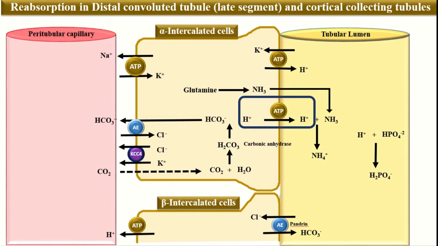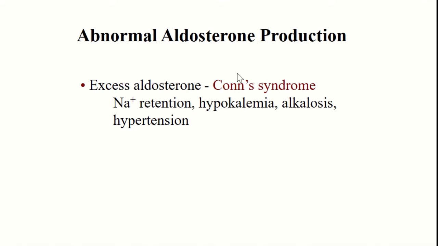Whenever there is loss of hydrogen from the body, there is reabsorption of bicarbonate, and that leads to a state of alkalosis. So there is a syndrome which is called Conn's syndrome, in which there is excess release of aldosterone in the body, and that leads to sodium and water retention, hypertension, hypokalemia, and alkalosis. Opposite effects are going to happen when the levels of aldosterone decrease inside the body.